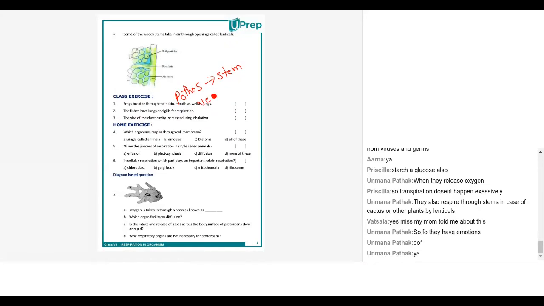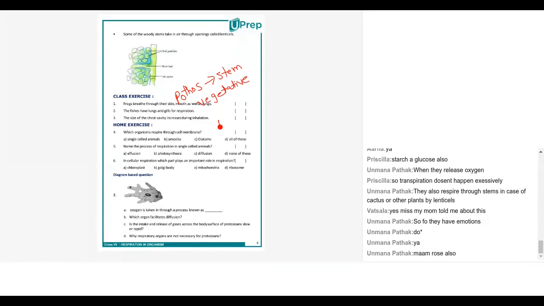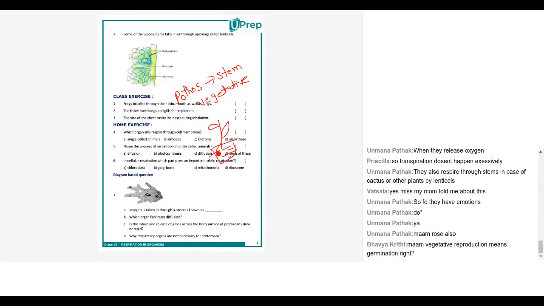Pothos can grow vegetatively, even if it doesn't have roots. Even if you have taken just a portion of the stem with two leaves and put it in water, it will still grow. You will find roots coming out. Many a time you will find small aerial roots coming out like this.